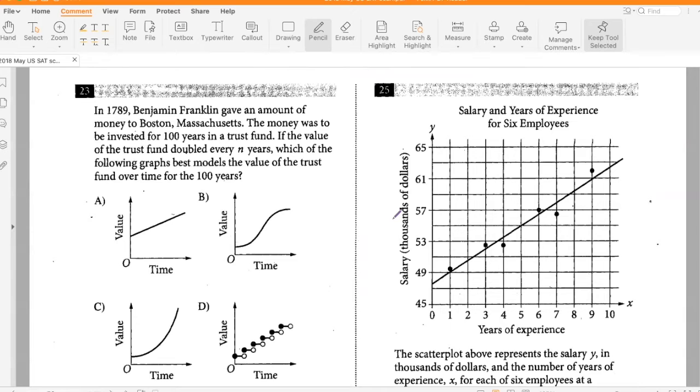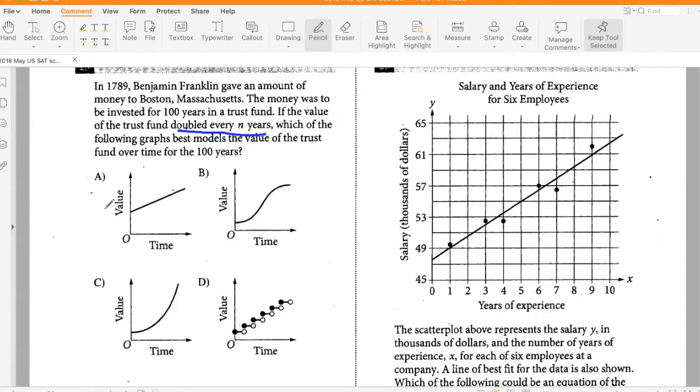In 1789, Benjamin Franklin gave an amount of money to Boston, Massachusetts. The money was to be invested for 100 years in a trust fund. If the value of the trust fund doubled every n years, which of the following best models the value of the fund over time? So if it doubles, then it's an exponential curve. So that's option C.